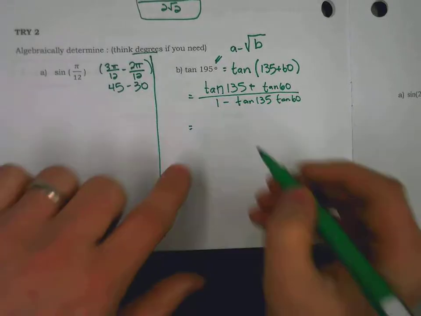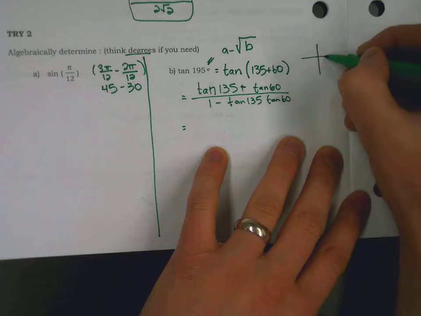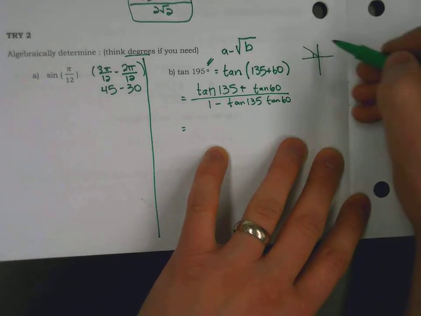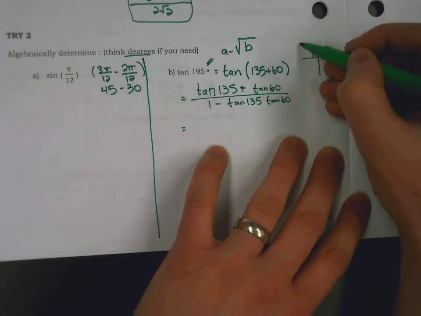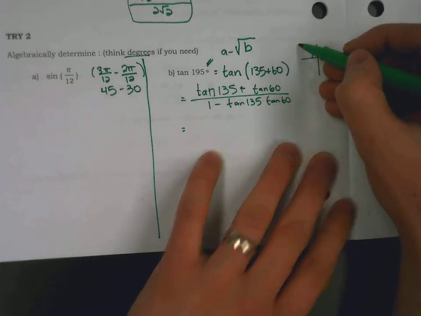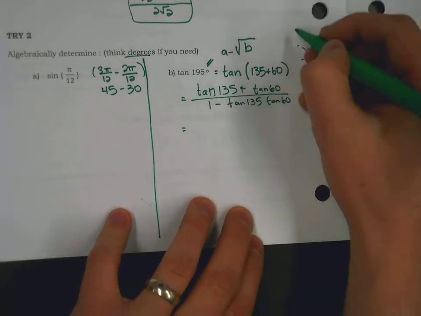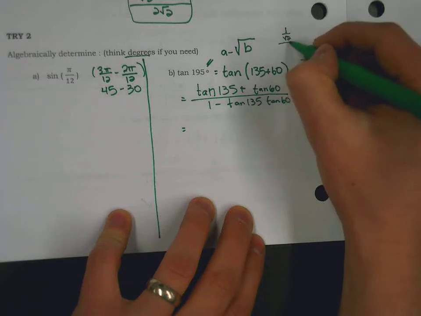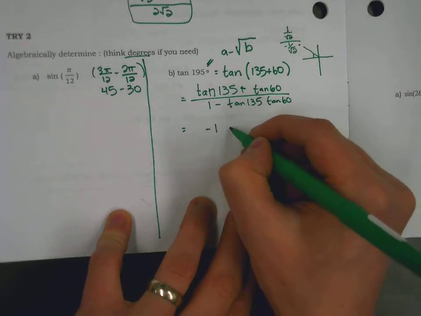Alright, tan of 135 on our unit circle. We're thinking tan of 135, a 45-degree reference angle. You have the same number for x as y, 1 over root 2 and 1 over root 2, but one of them is negative. So tan is y divided by x, the y value divided by the x value. 1 over root 2 divided by negative 1 over root 2 is negative 1.